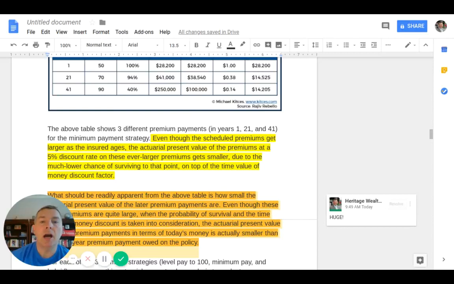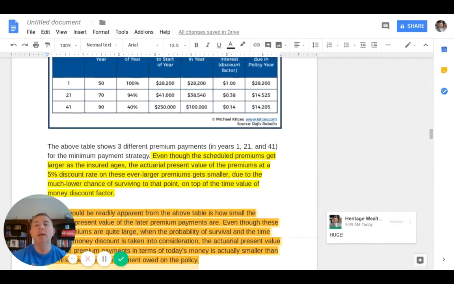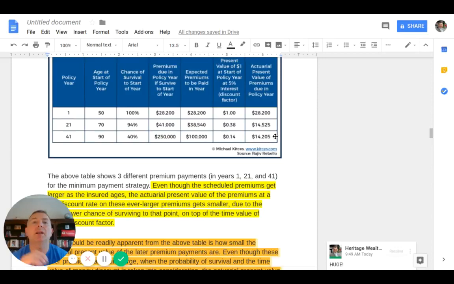Crazy. See, even though the scheduled premiums get larger as the insured ages, the actuarial present value of those ever larger premiums at a 5% discount rate gets smaller due to the much lower chance of surviving to that point. So again, how much do I need to put in an account today to pay for that $250,000 premium, given a 5% discount rate and given the fact that only 40% of the people are going to survive?